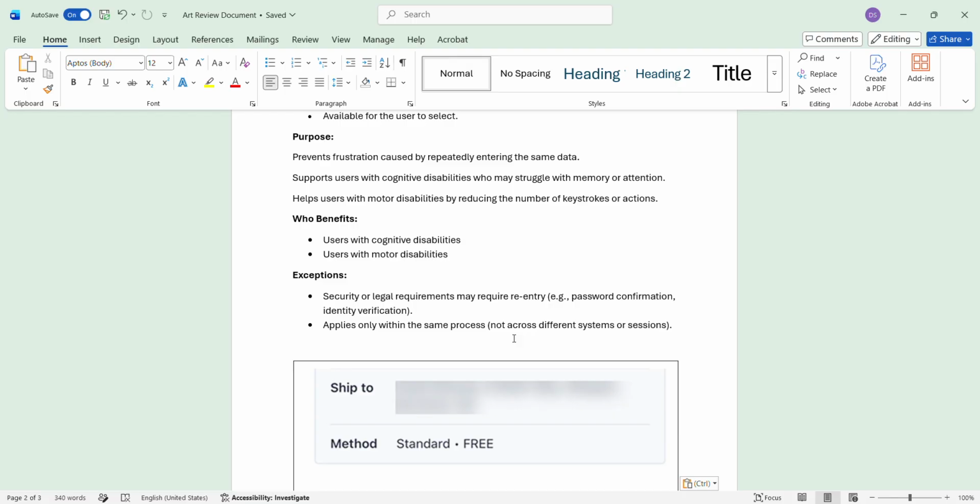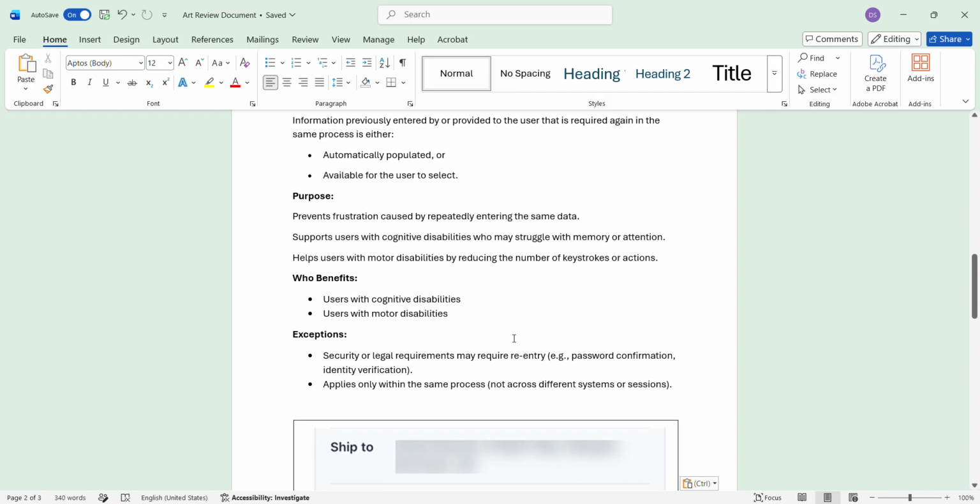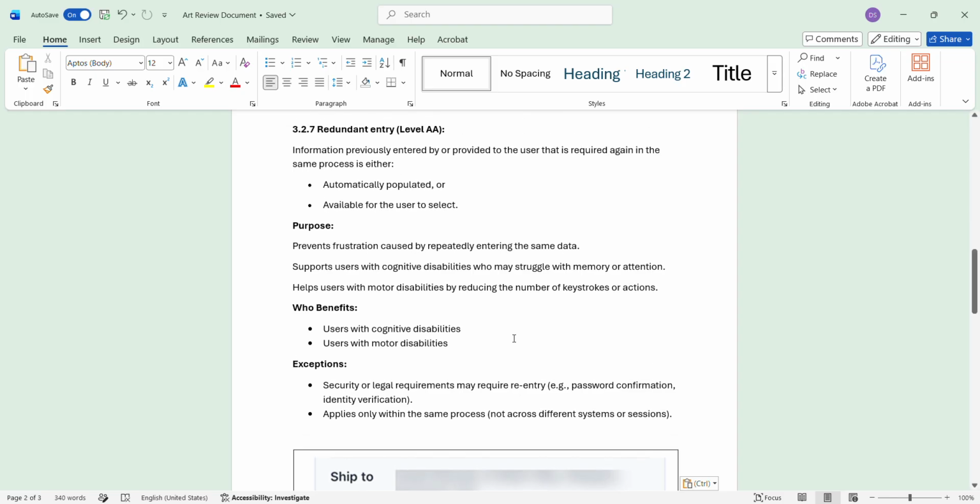In the same session on a single system, if we are entering the same information multiple times, there should be a mechanism so that it is either automatically populated or we can select that information. This is the main purpose of this WCAG guideline. We should not enter the same kind of information multiple times in the same session. There should be a mechanism so that we can select information which we have already filled in another section, or have it automatically populated. So that is the main purpose of this WCAG guideline.